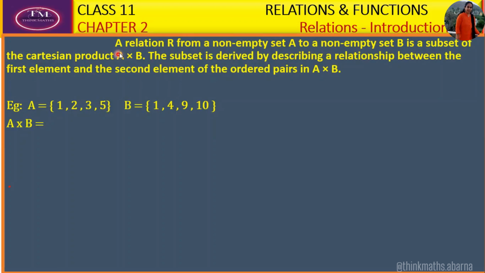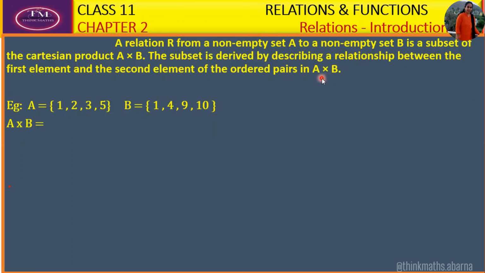So, what is a relation? A relation R from a non-empty set A to a non-empty set B is a subset of the Cartesian product A cross B. So a relation will be defined between the non-empty set A and the non-empty set B, and that relation will be a subset of the Cartesian product A cross B. The subset is derived by describing a relationship between the first element and the second element of the ordered pairs in A cross B.